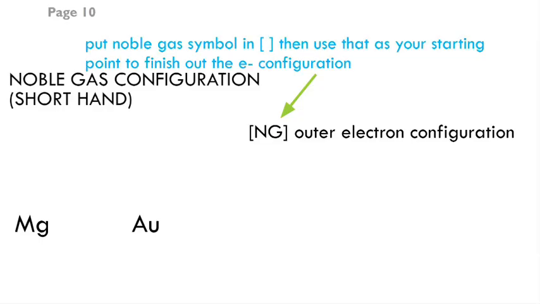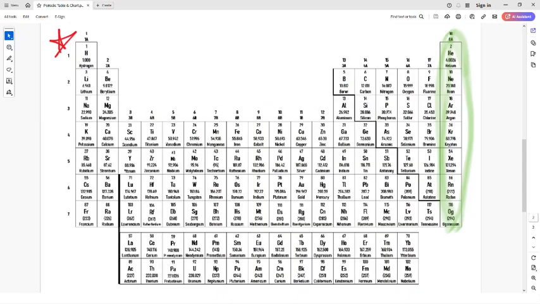The way we're going to do that is by putting the noble gas's symbol in square brackets, and then we're going to use that as our starting point to finish out the configuration. So we don't have to start all the way back at the beginning, but there is always just one noble gas that we can or should start at in order to get to a specific element. And that's going to be based off of where the element is in the periodic table.